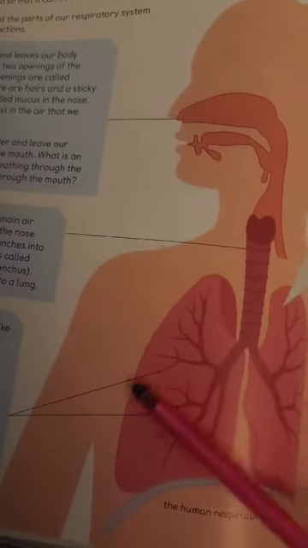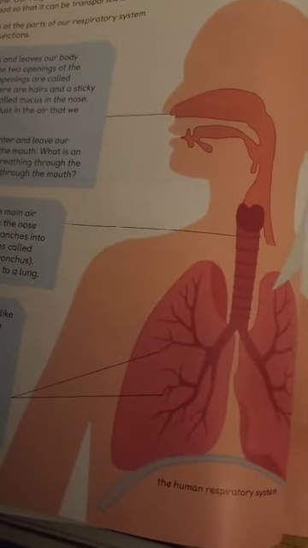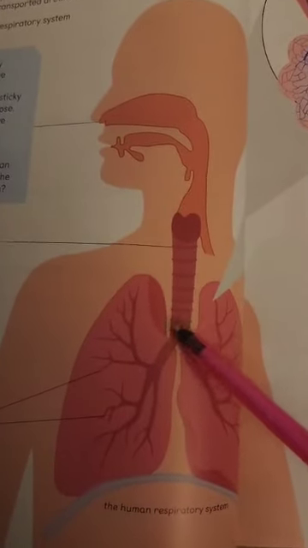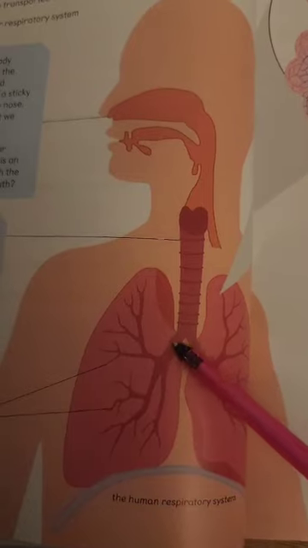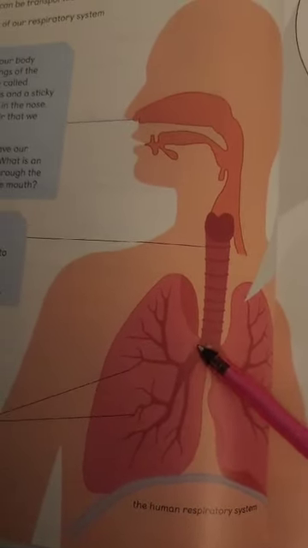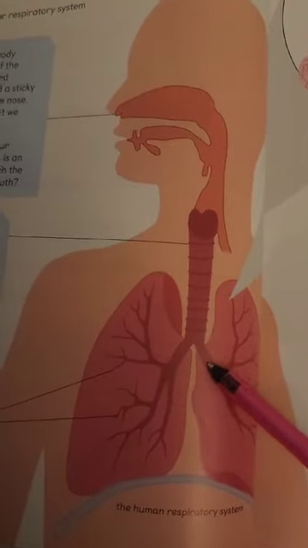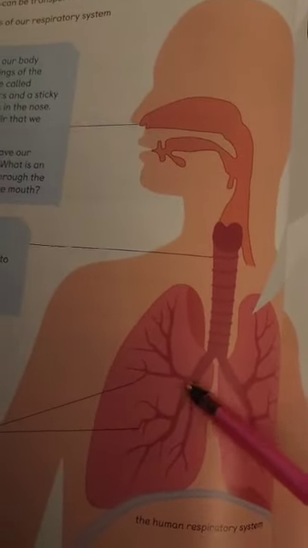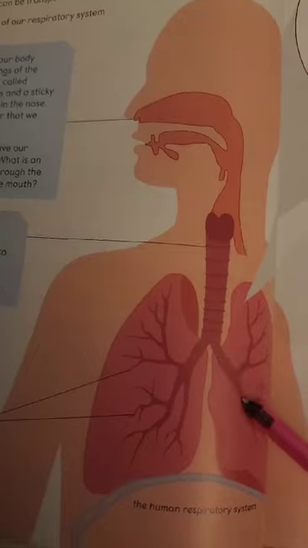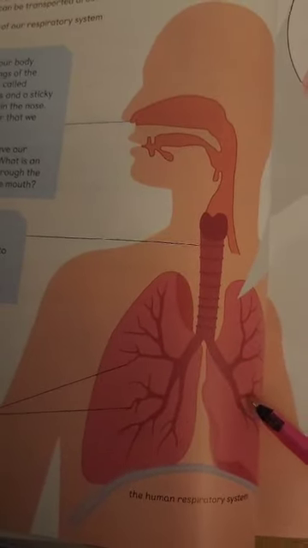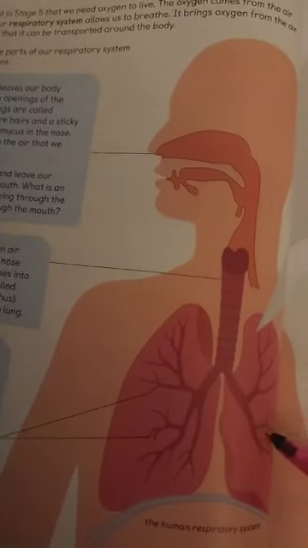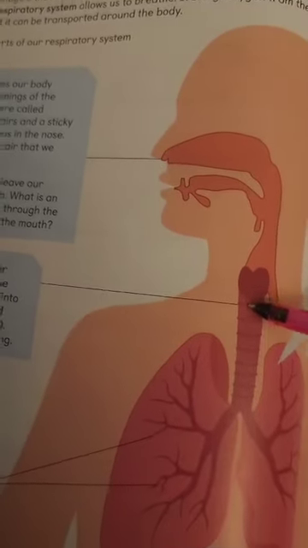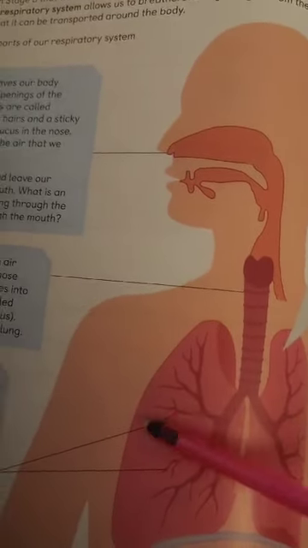Okay, these are the lungs. We have two lungs, the right lung and the left lung. We can see here that the trachea is connected to the lungs by other tube-like organs. Both of them are called bronchi because it is plural. Here are the bronchi. So we have the nose, mouth, trachea, bronchi, and lungs.